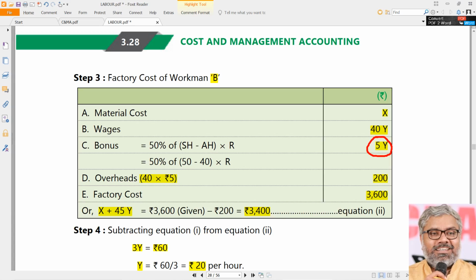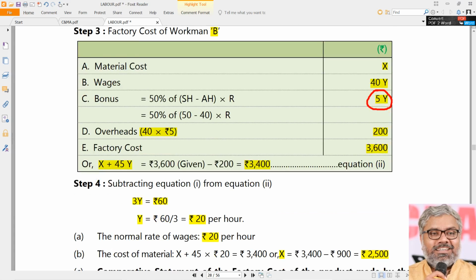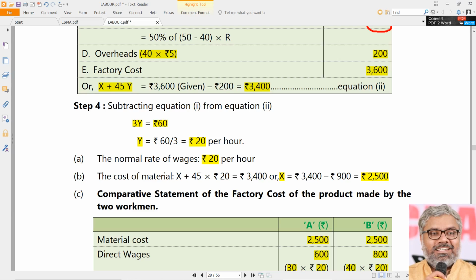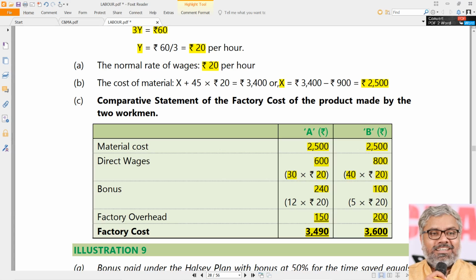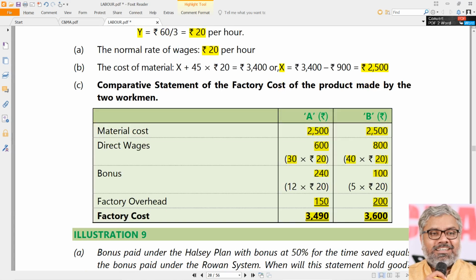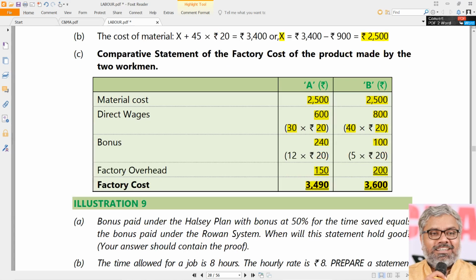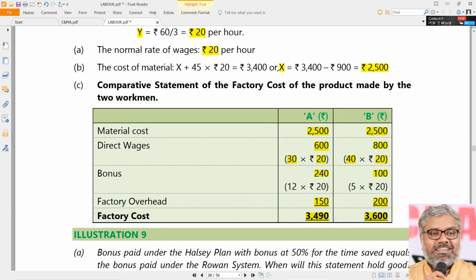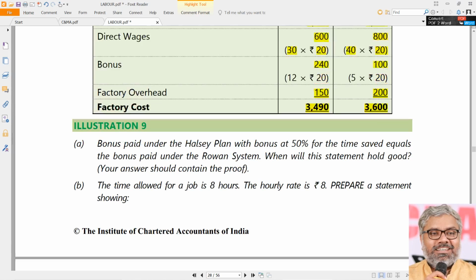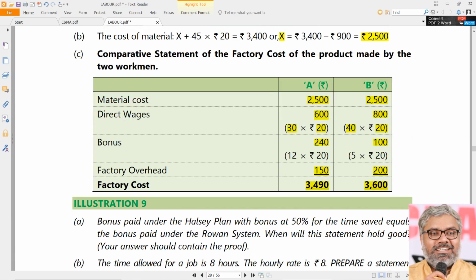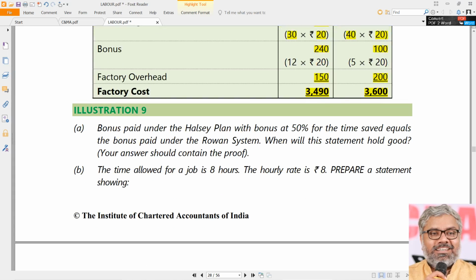You take that wage rate as Y and material cost as X and compute the factory cost according to that and solve those two equations. You will get how much is X and how much is Y. And then finally you can summarize all of that into one statement which was asked in the question. That's it. That is one type of application of Halsey and Rowan plans. In one examination question this was asked. Very important model that is.